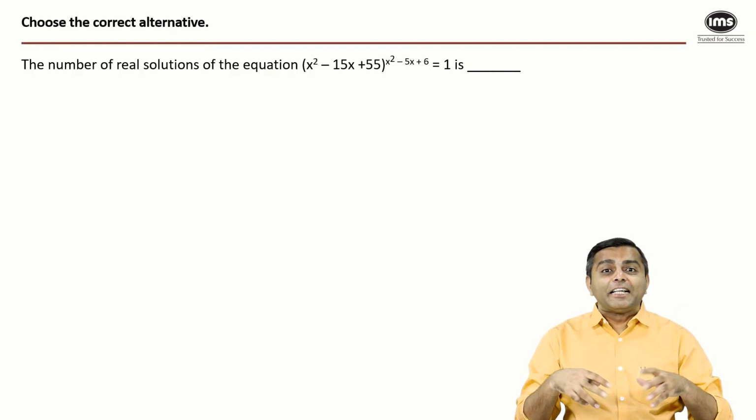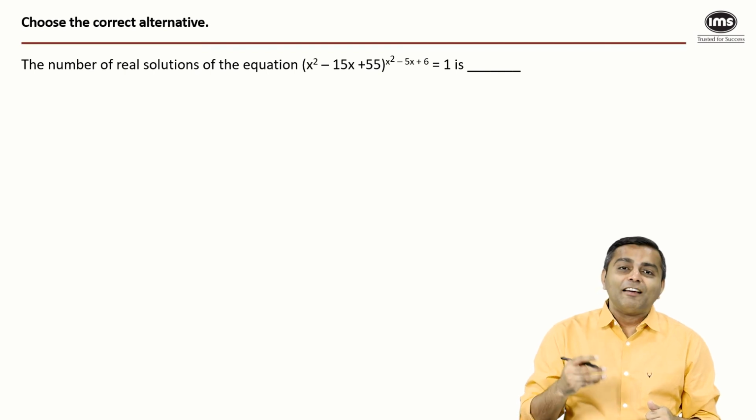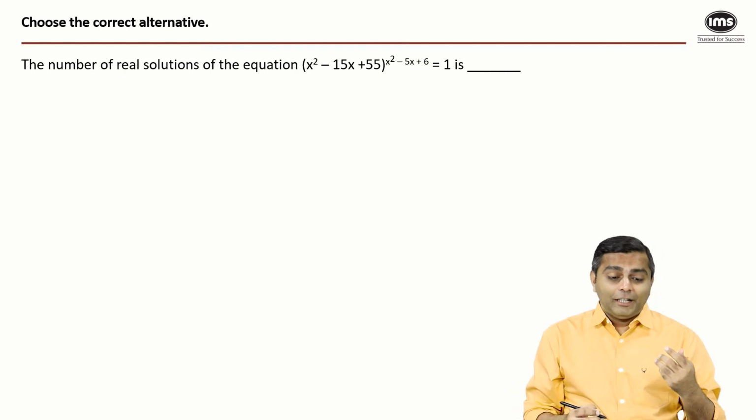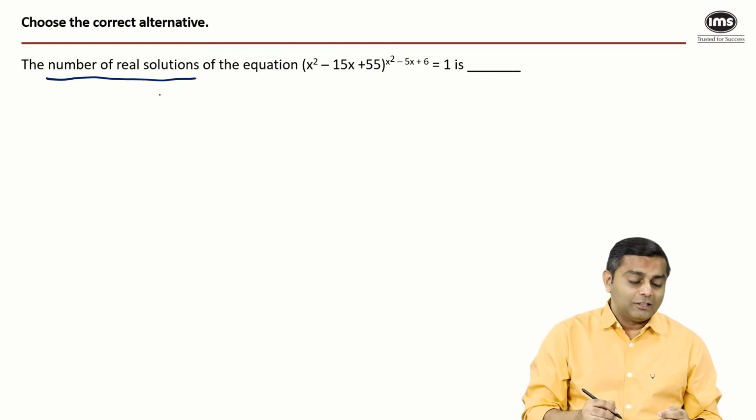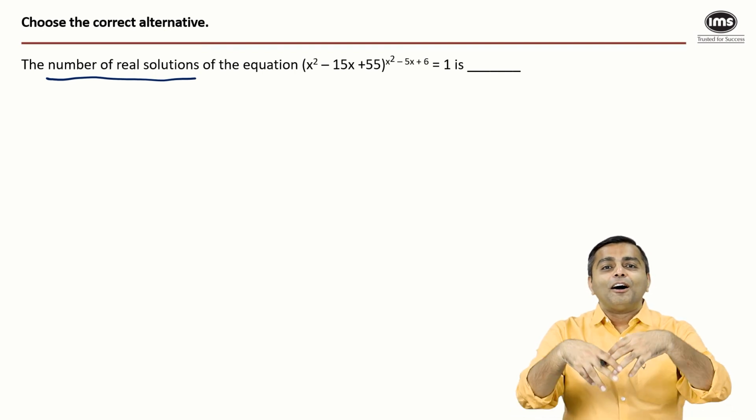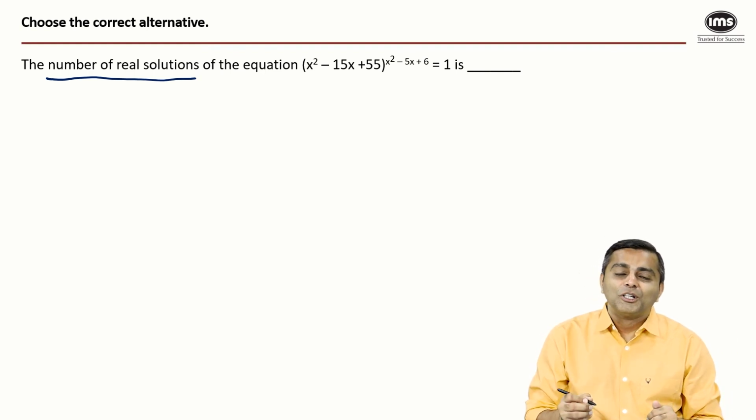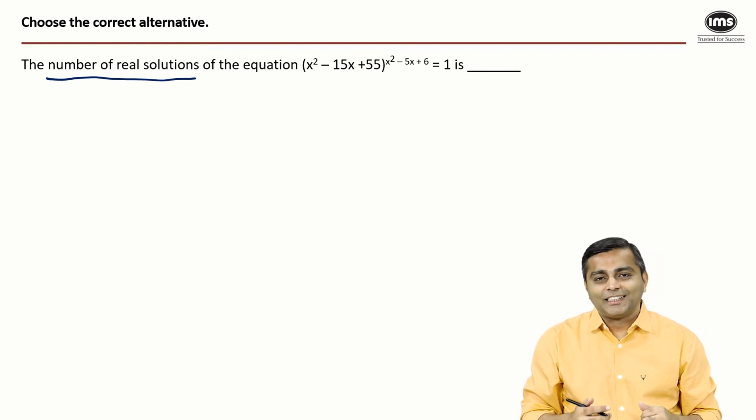There is a quadratic raised to another quadratic. So there is a quadratic in the base and a quadratic in the power, and they have been equated to 1. We need to find the number of real solutions. We remember, we don't have to just solve the quadratic; we have to find all the possible values of x that this particular equation can give.